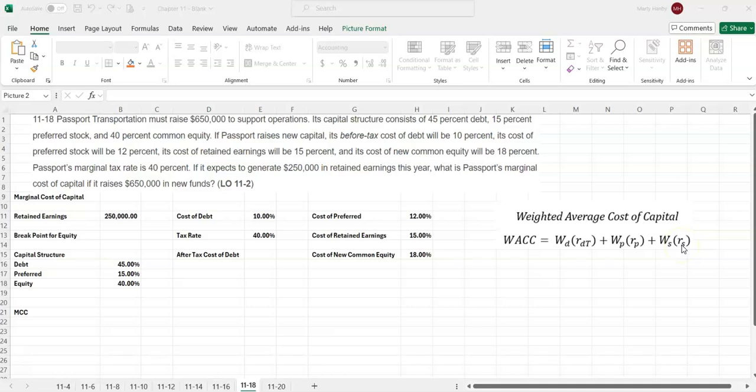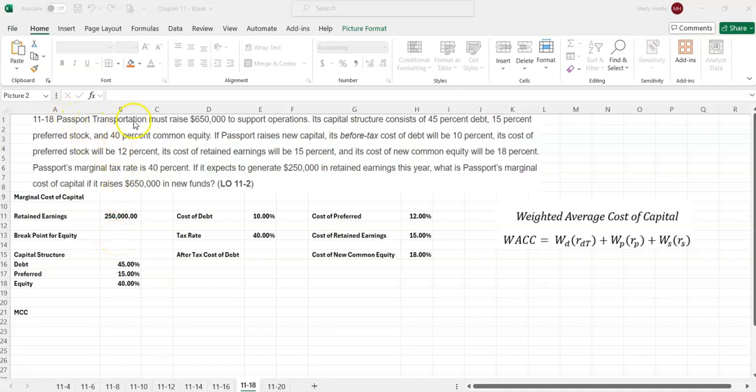The difference lies in whether you're going to use, in this case, the cost of retained earnings or the cost of new common equity. So what we're going to have to do is calculate the breakpoint for equity and determine whether we have enough retained earnings to fund the project.